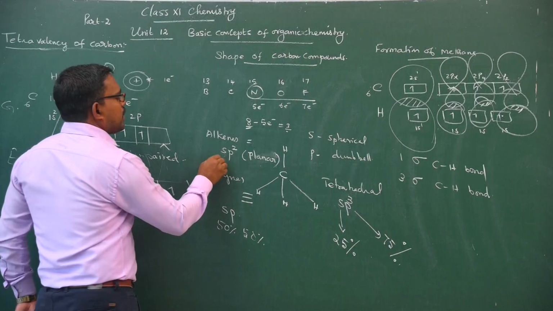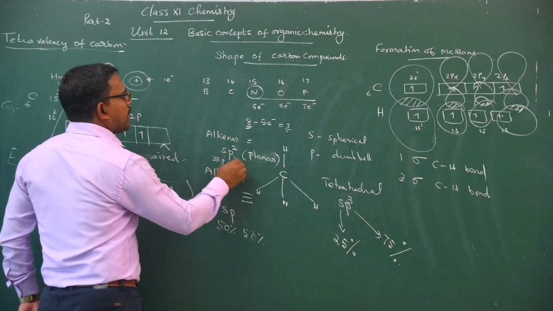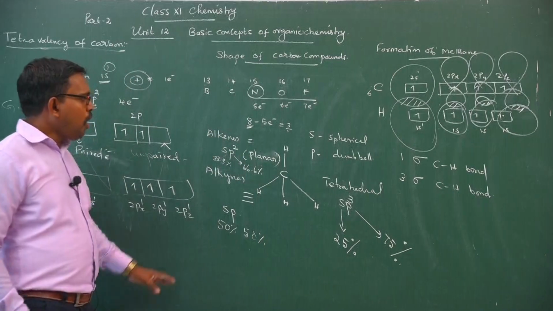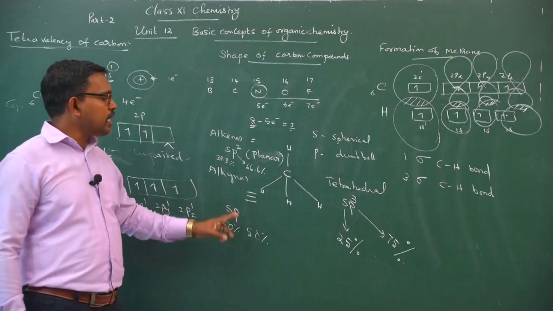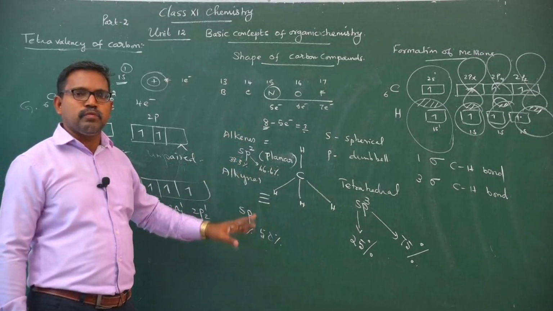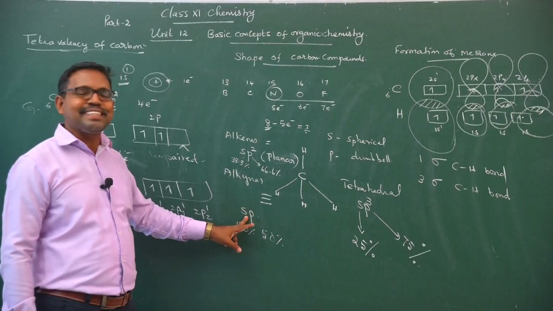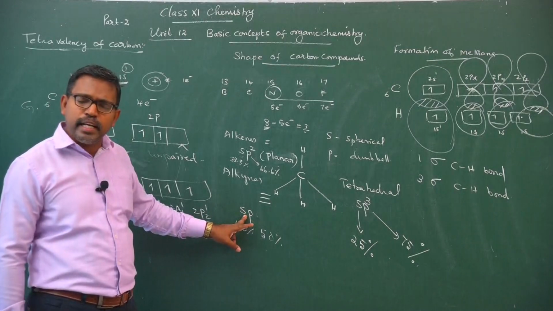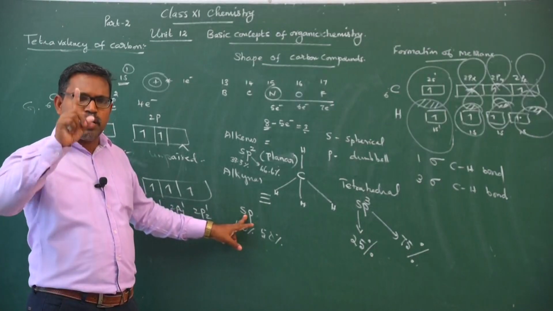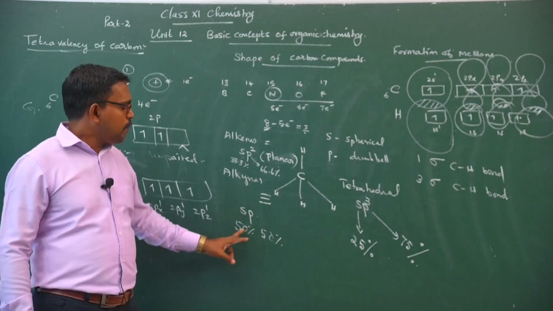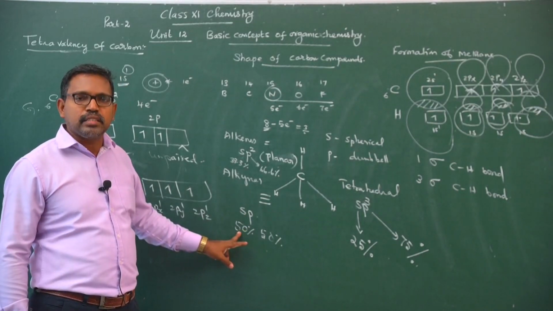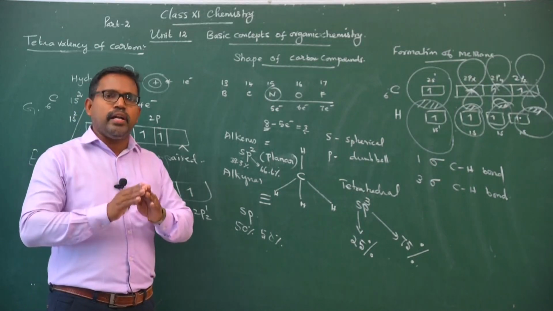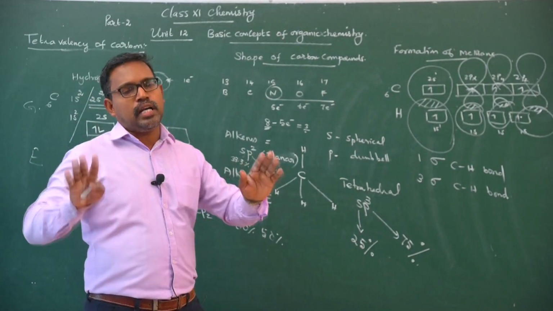Here, 33.3% s character and 66.6% p character. Comparing alkenes, alkynes and alkanes, which one is more acidic? Alkynes are more acidic. Why are alkynes more acidic? Because the s character is maximum when compared with alkenes and alkanes.